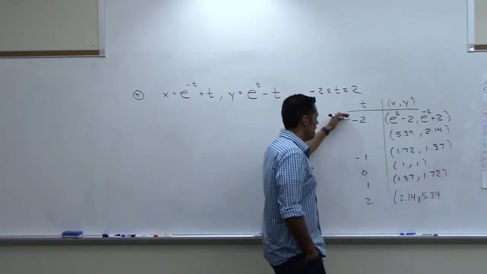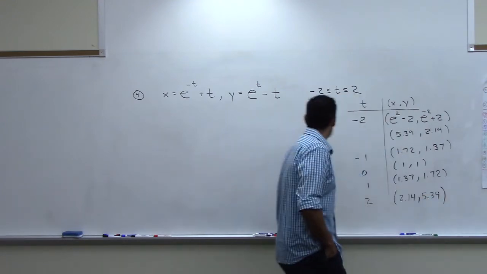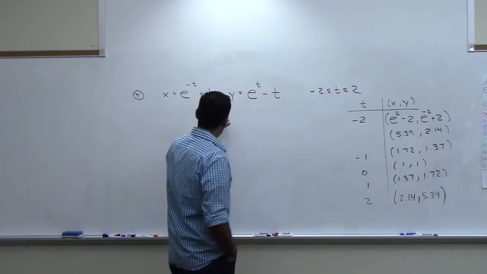It's like when you plug in the negative 2, you get this, but when you plug in positive 2, the x and y's got flipped. Interesting. All right, so try and graph this here.